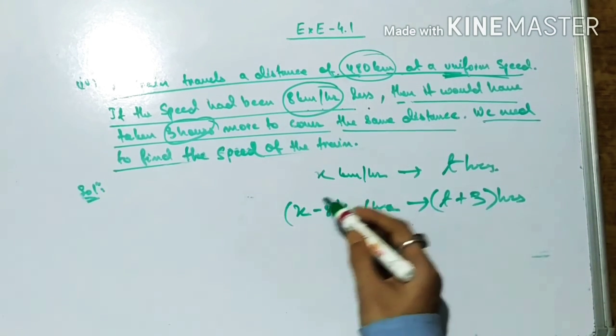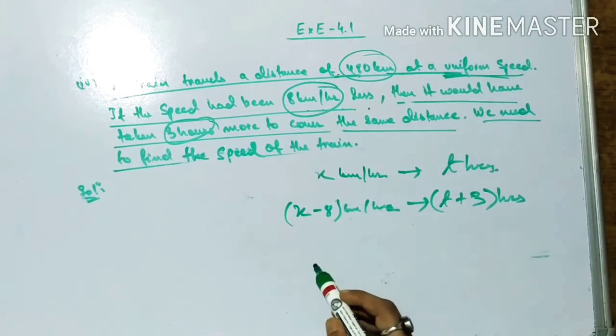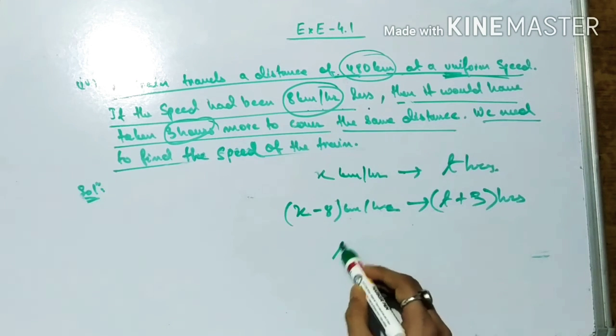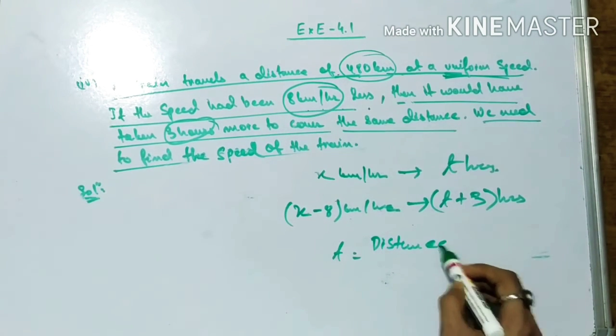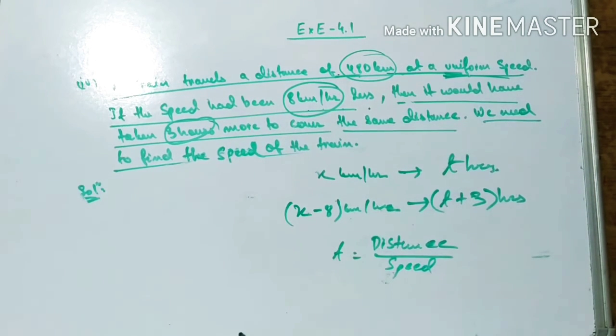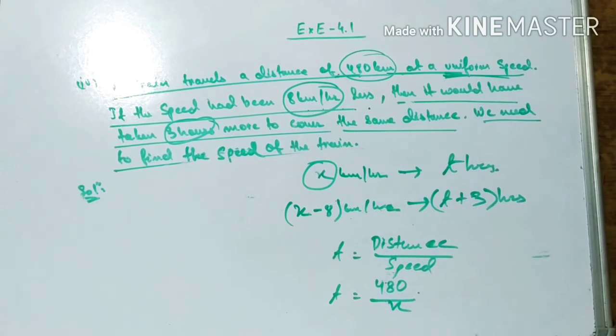So first of all, I will take the help of the speed is equal to distance by time formula. But instead of writing that, I will write it as time is equal to distance by speed. Time is equal to distance by speed. So first I will get the time, it is equal to distance, 480 kilometer, and it is traveling at a speed of x kilometer per hour. This is our first case.